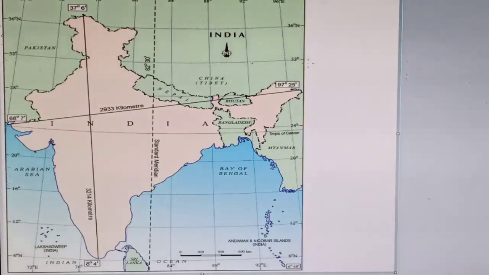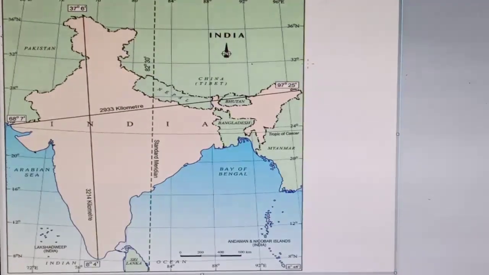And India is the seventh largest country. I told you one word, RCUCBA. R for Russia, C for Canada, U for USA, C for China, B for Brazil, A for Australia, and I for India. And India's latitudinal extent.